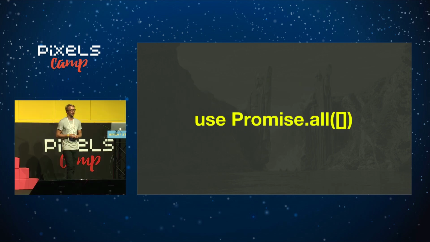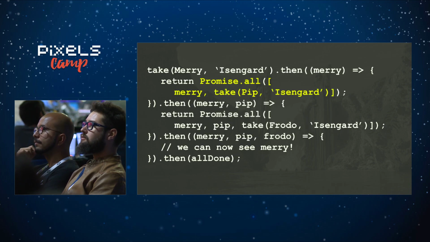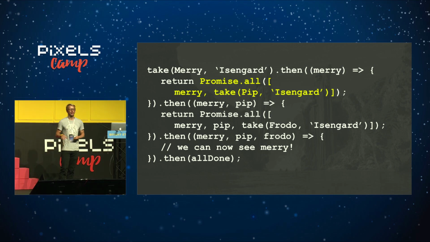To solve that, we're going to use a function called Promise.all. Promise.all is a simple function: you pass a list into it, and it will return a promise that will be resolved when all the elements in the list are resolved as well. The fun thing about this is that you don't really have to put promises inside the list. You can even put in plain old JavaScript objects or integers or strings, and they will just be resolved immediately. And we're going to use this trick to get Merry inside of our last promise.